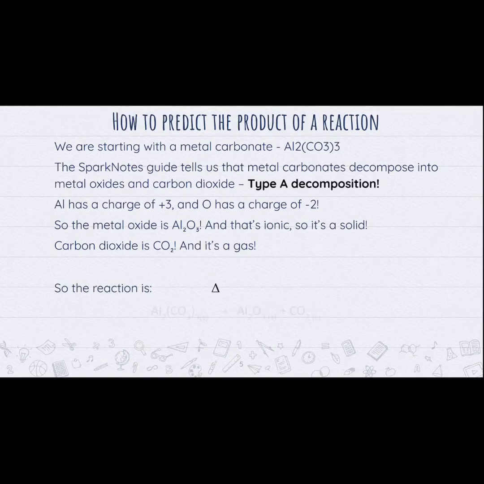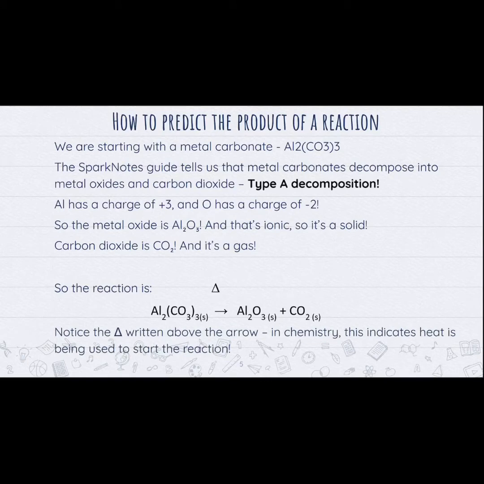So the reaction is Al2CO3, which is a solid because it's ionic. Then we have Al2O3, that's one of my products. My other product would be CO2, which should say gas, not solid, after CO2. That was an accident. Notice that this little triangle above the arrow is written. Anytime you see that, that just means that heat's being used to start a reaction.